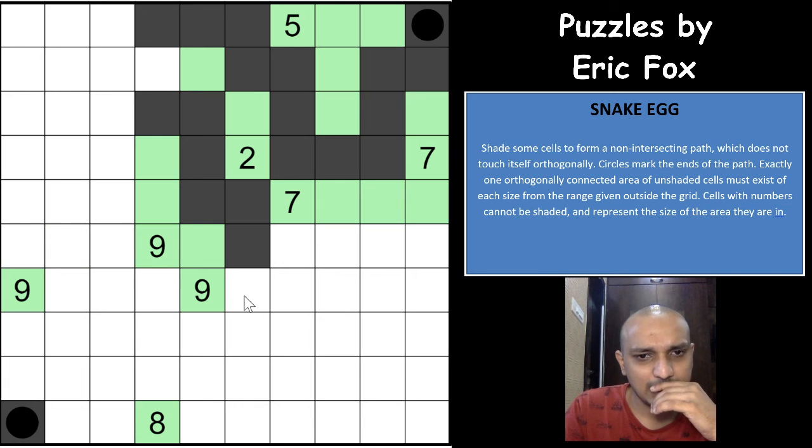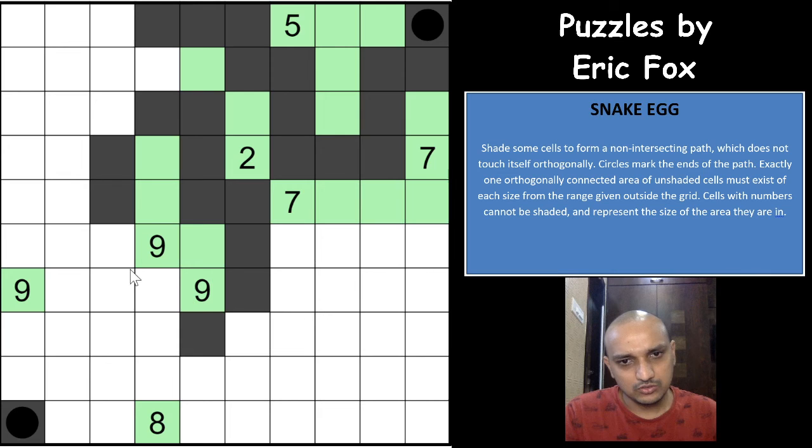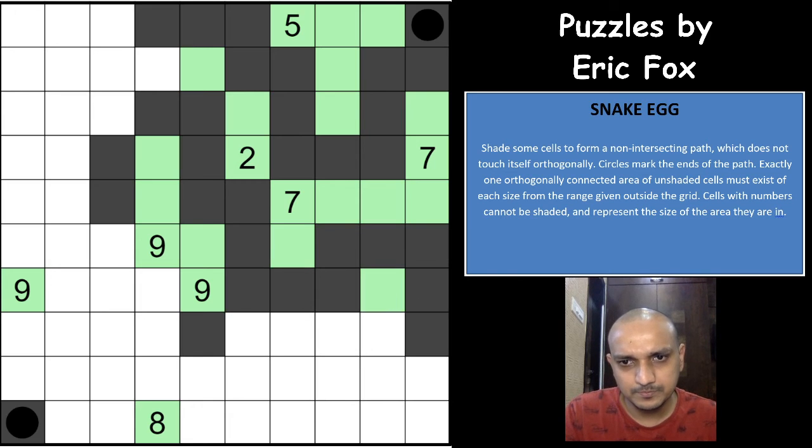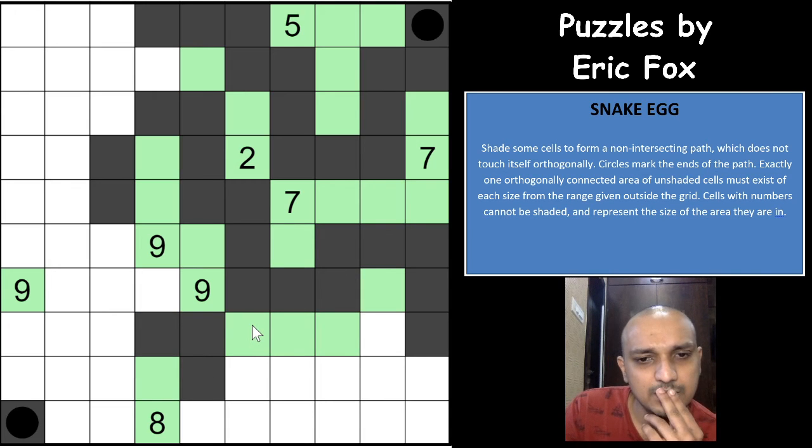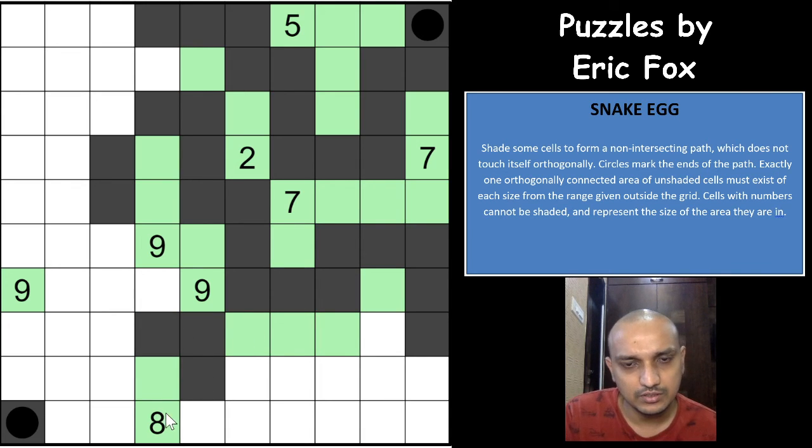So which means that all of these would have to be snake cells, right? So it can either be this way or this way, and this is unshaded now, which means that this would have to be shaded, I mean to say unshaded, and this is a snake path which have to be shaded, and unshaded with the 8s here.